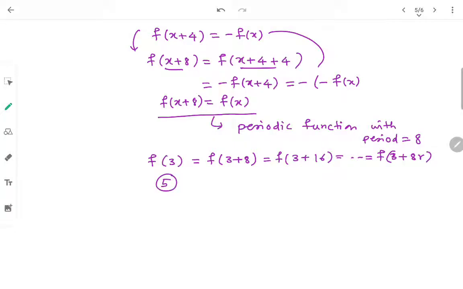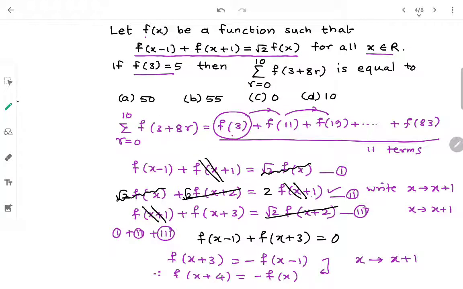So let's go back to our question now. We have now realized that f of 3, f of 11, f of 19, all of these have value 5. There are 11 terms, 5 plus 5 plus 5, 11 times. Answer is 55. I hope you have understood this answer. Thank you.